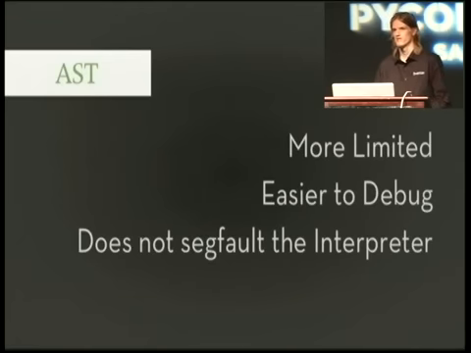The AST one is more limited. You're basically limited to the syntax of Python. There are some differences. You can actually have a local variable called class, for instance, and it's easier to debug. And like with bytecode, you could point the error directly to the correct line number. And as of Python 2.7, you can actually not segfault the interpreter with the AST, which is also good, because you can segfault the interpreter if you use wrong bytecode instructions. Unless it was changed, there were no real guards against this.